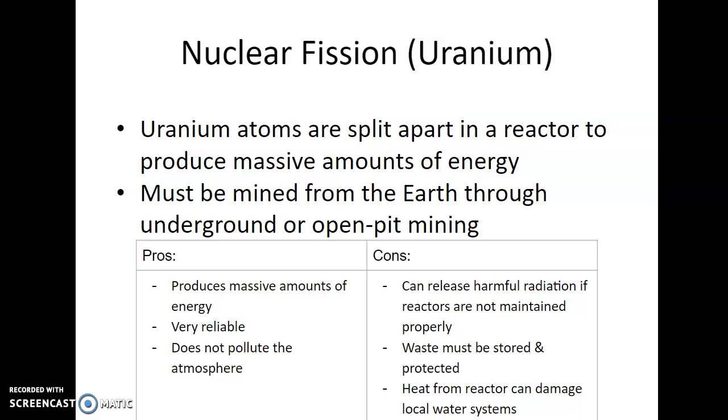But there are cons because, you know, if we release a lot of harmful radiation, that could also not be good for individuals who live in the area, animals who live in the area, and the waste must be stored and protected because it contains harmful radiation. And then heat from the reactor can also damage local water systems. So this, of course, also has some downsides as well.